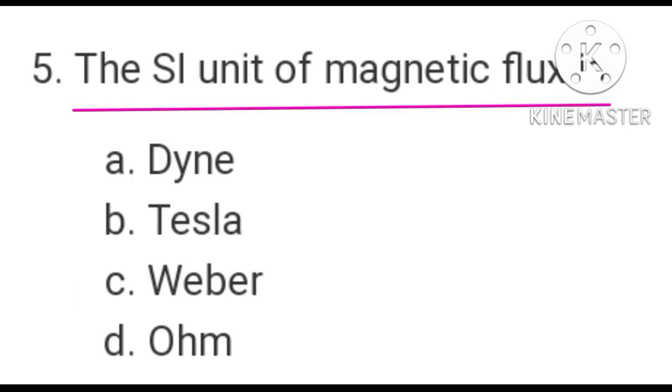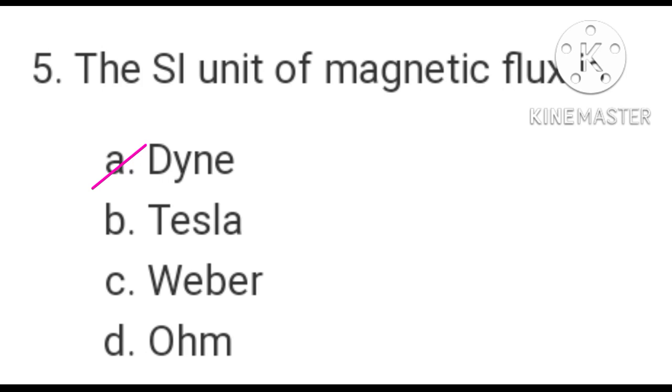Question number 5. The SI unit of magnetic flux is A option Dyne, B option Tesla, C option Weber, D option Ohm. We know that the SI unit of magnetic flux is Weber. So in this question, C is the correct option. The SI unit of magnetic flux is Weber.